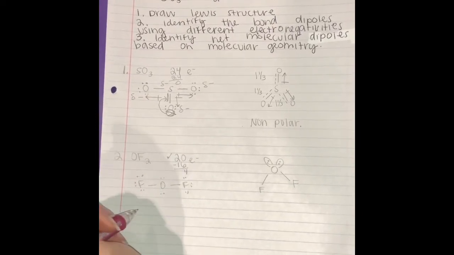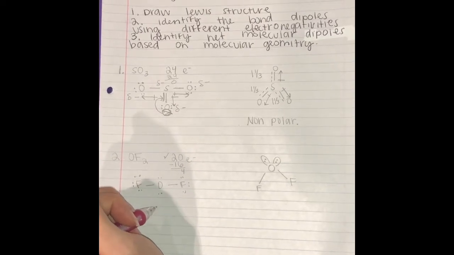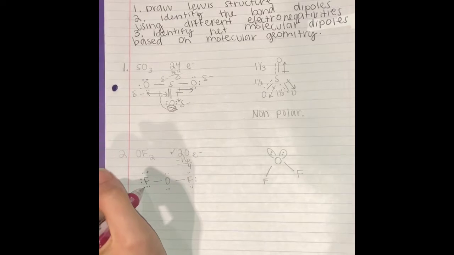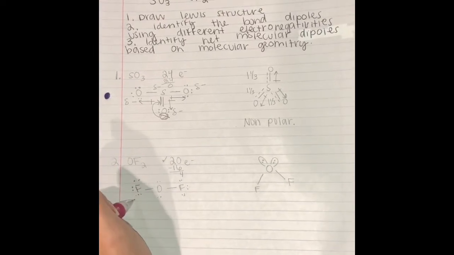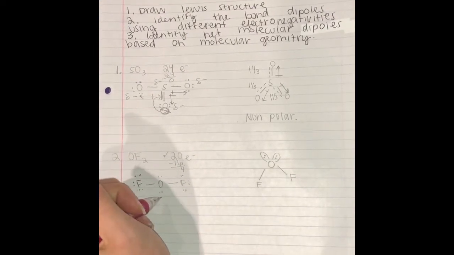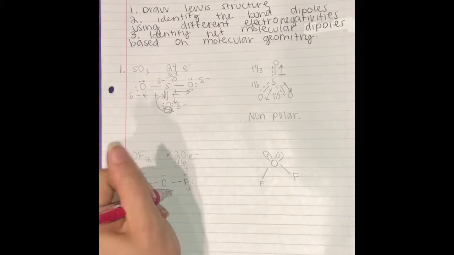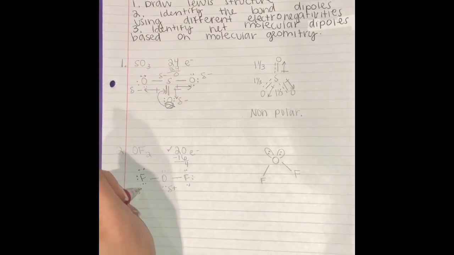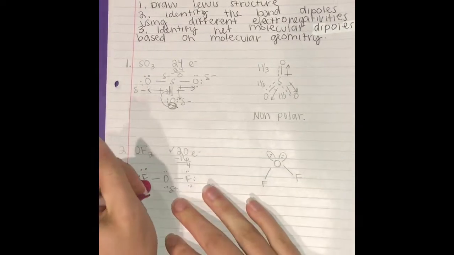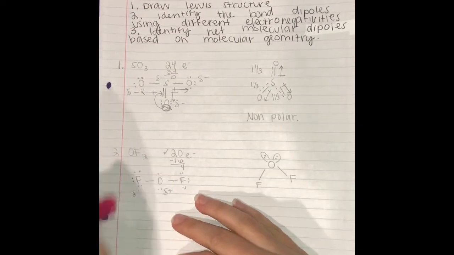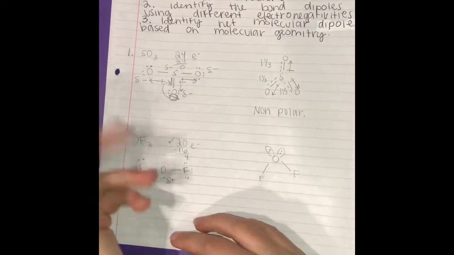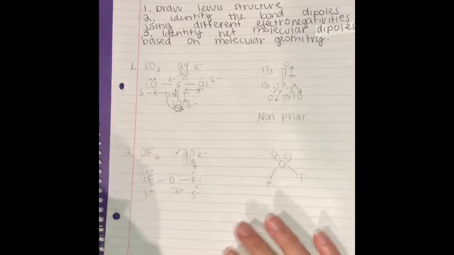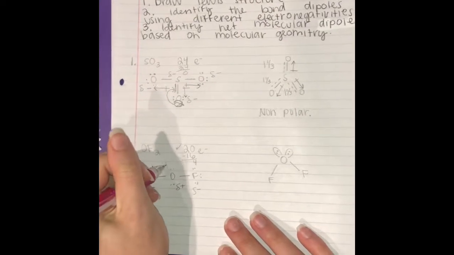Now we will know that because the more electronegative atoms are on the outside, the dipole is going to pull this way, and the center atom is going to have a partial positive charge, and the two fluorines are going to be partially negative. And the arrows are going to go towards the fluorine.